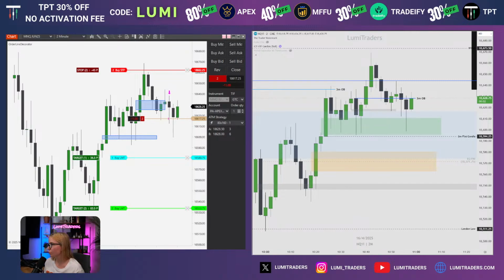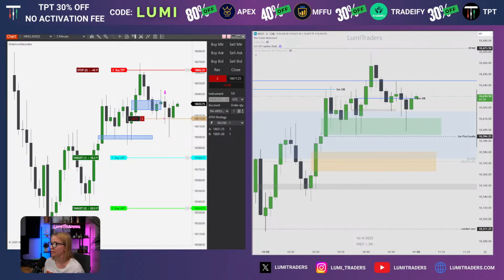What I like is SPX offered a 2-minute inversion. That's what I was waiting for to validate my short. It offered, so I'm happy I entered.